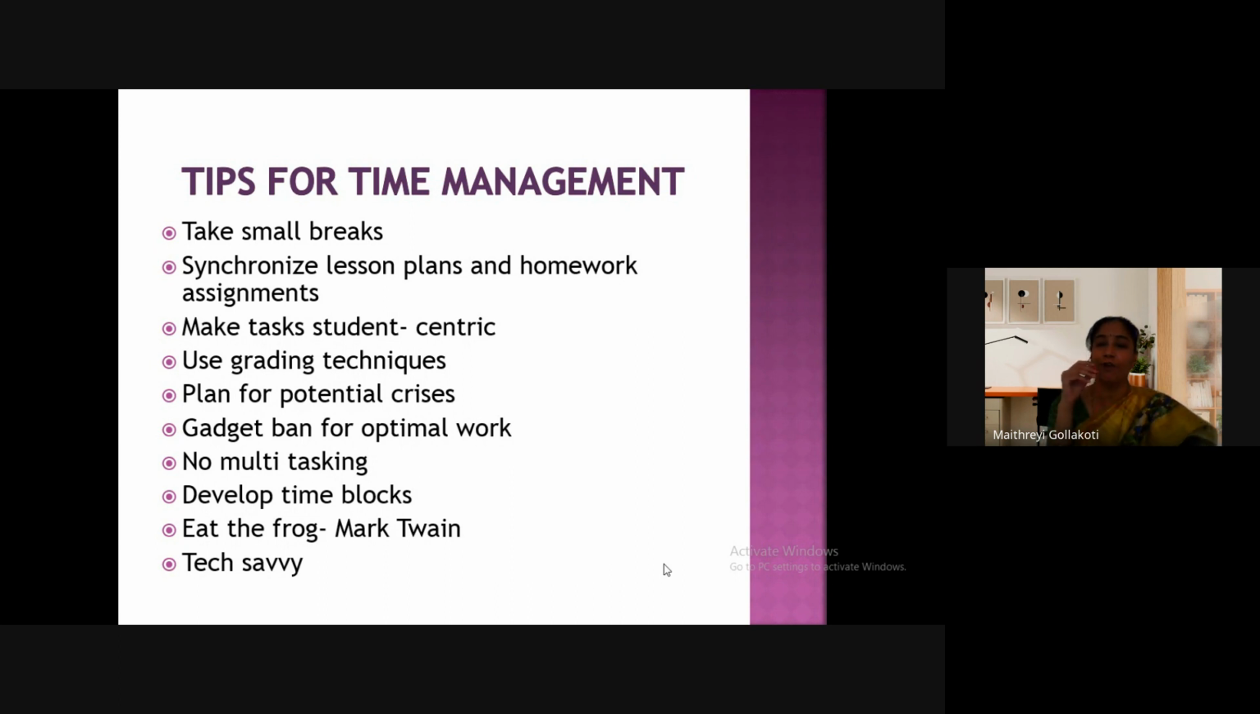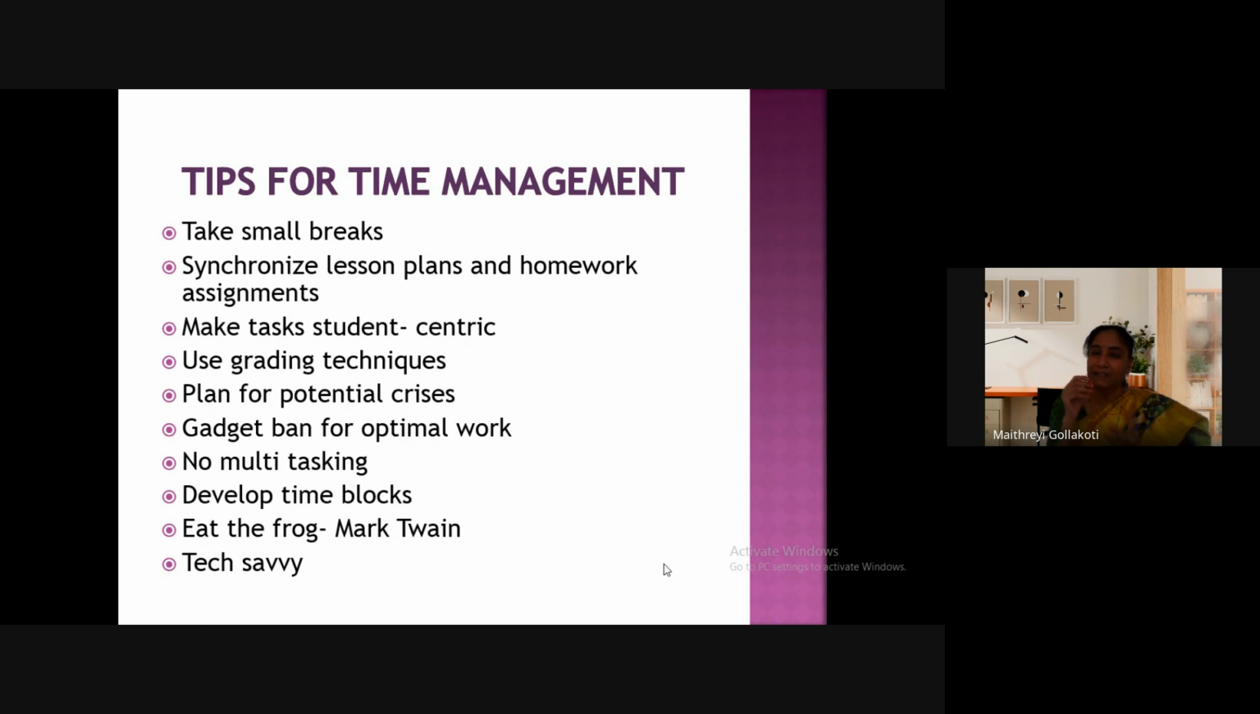Next is eat the frog. Eat the frog is a technique given by Mark Twain. Mark Twain, I think as all of you know, is an American humorist. He wrote many funny works. So he gave this idea of eating the frog. Now a frog is a very slimy thing, isn't it? You don't feel like touching a frog because it looks so muddy and slimy, isn't it? So he says, eat the frog.